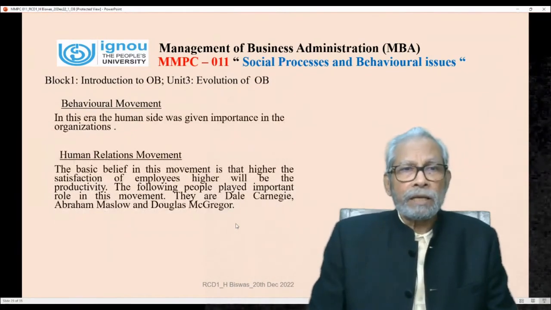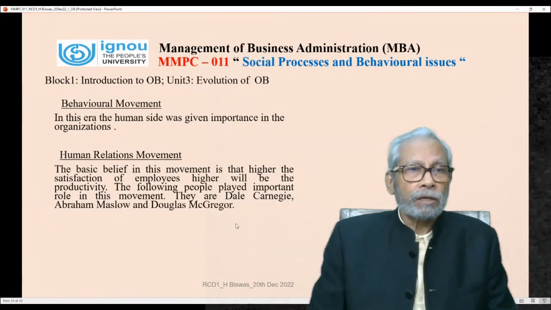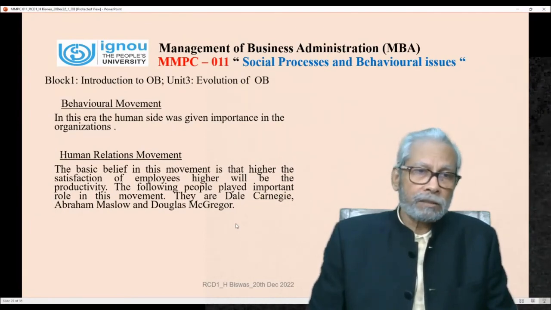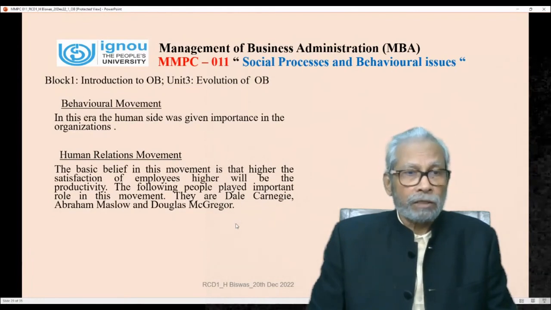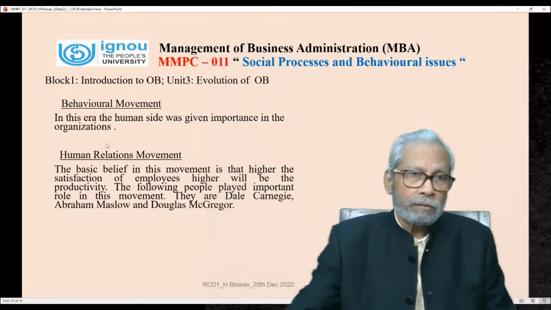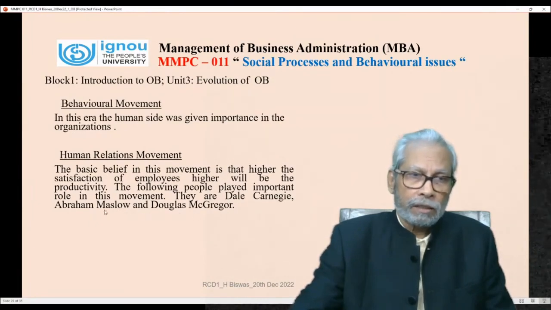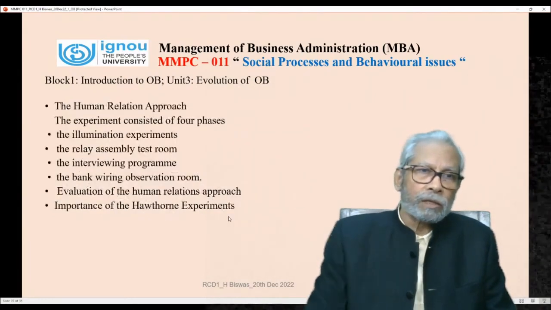In this era the human side was given importance in organizations. And in the human relations movement, the basic belief is that the higher the satisfaction of the employees, the higher the productivity will be. If satisfaction is more, then productivity is also more. The following people played an important role in the movement: Elton Mayo, Abraham Maslow, and Douglas McGregor. I'll show you Maslow and what they have derived.